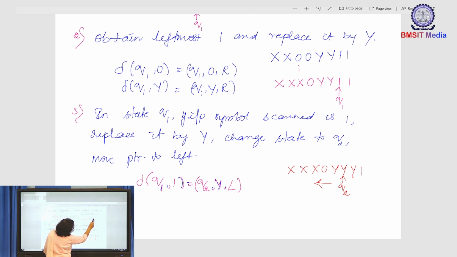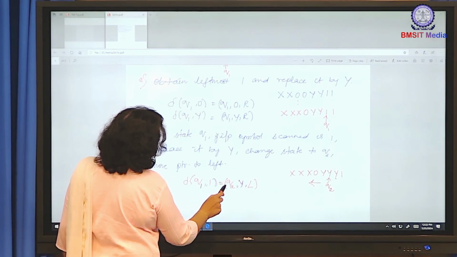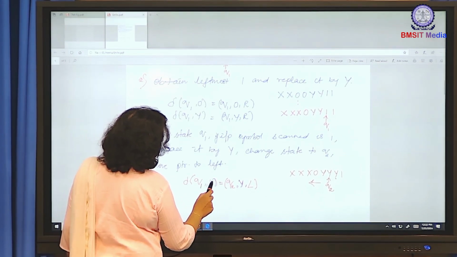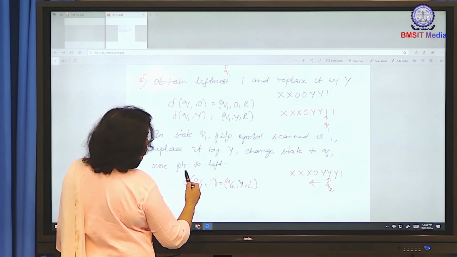Now I have done this replacement. There are 3 x, 0, y. This 1 I am changing it to y. So delta of Q1 on 1 will be equal to Q2, 1 is replaced by y, I come back to left.